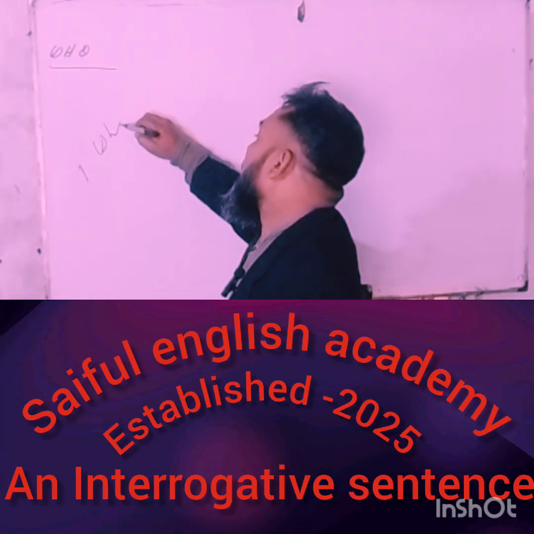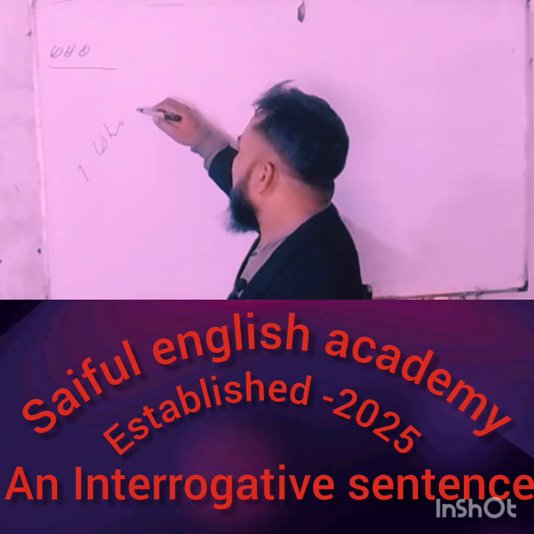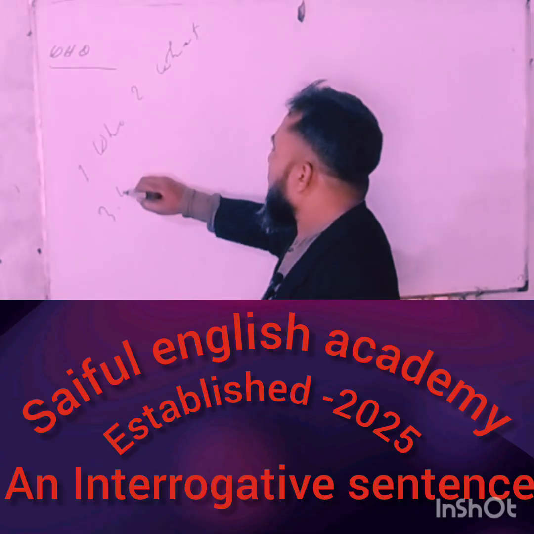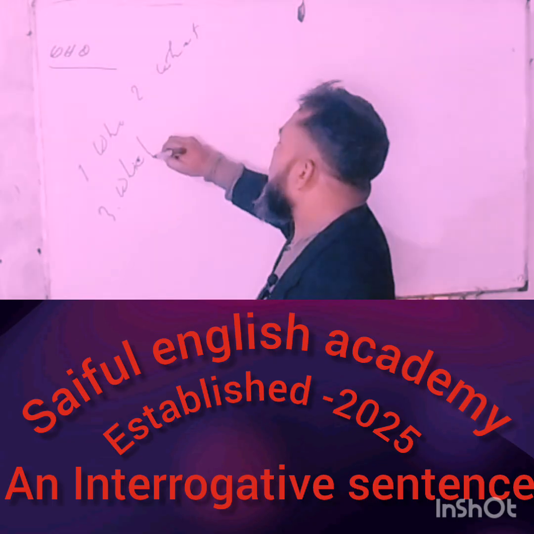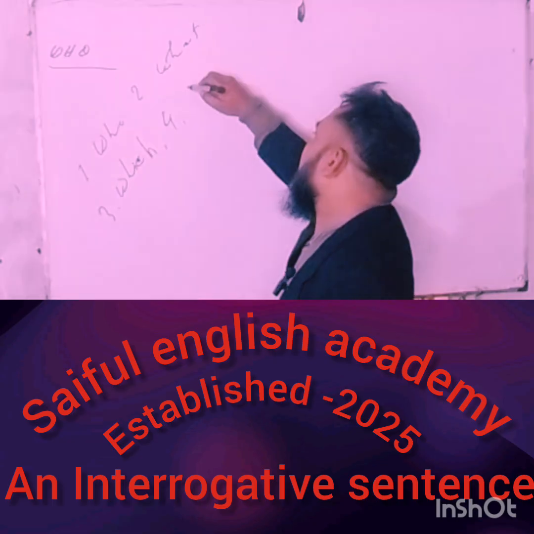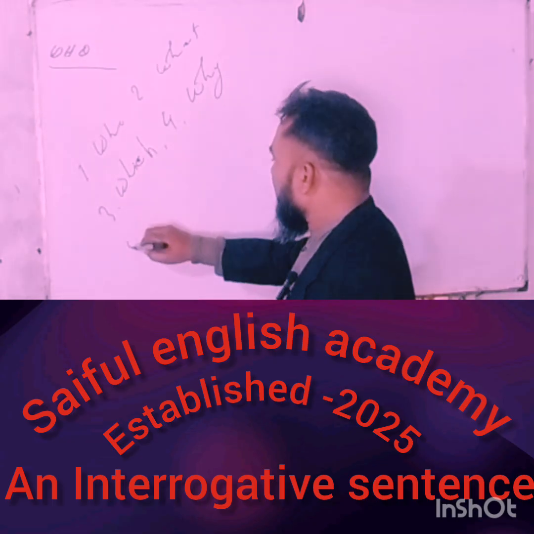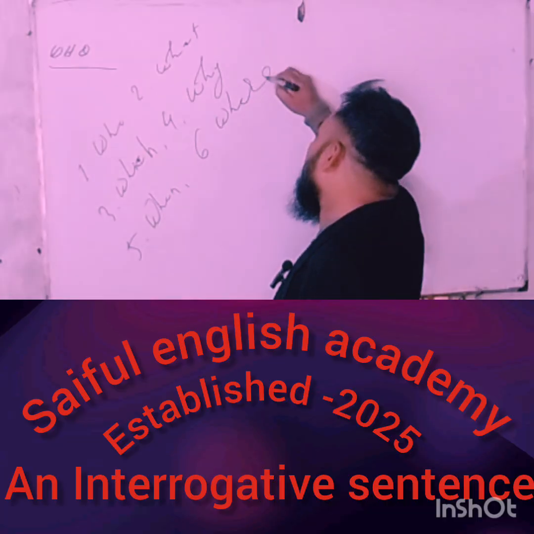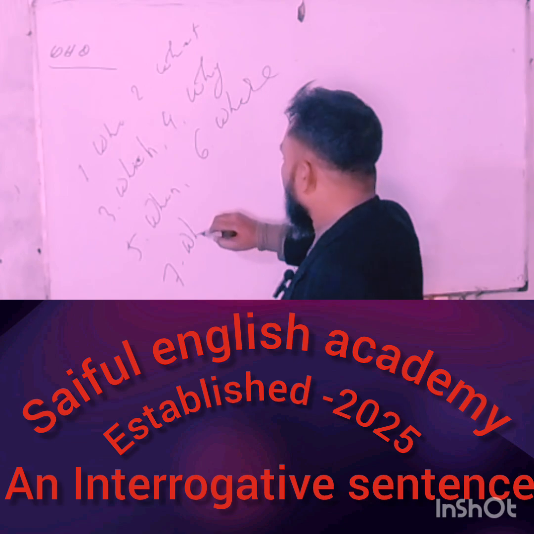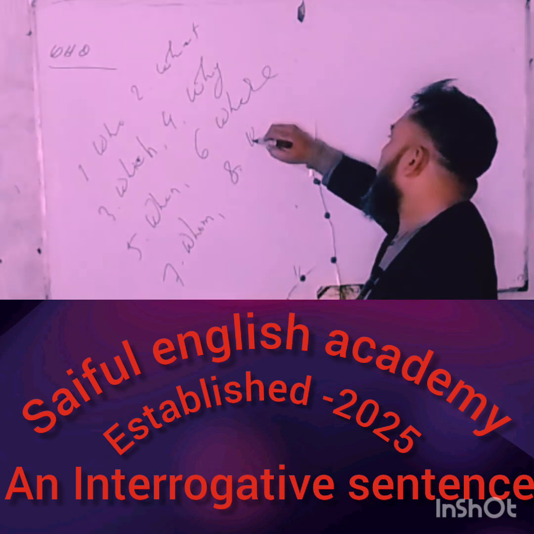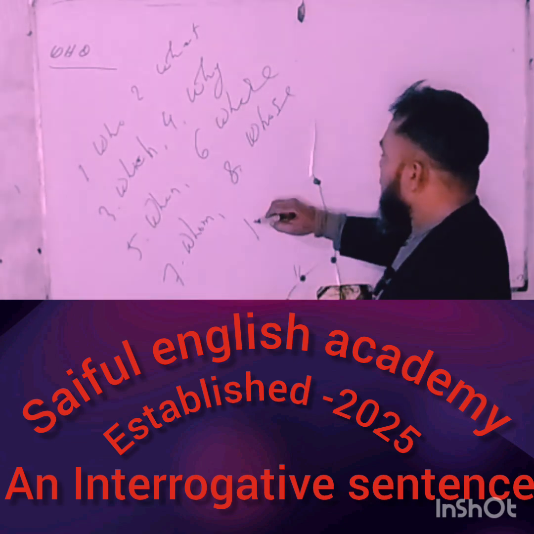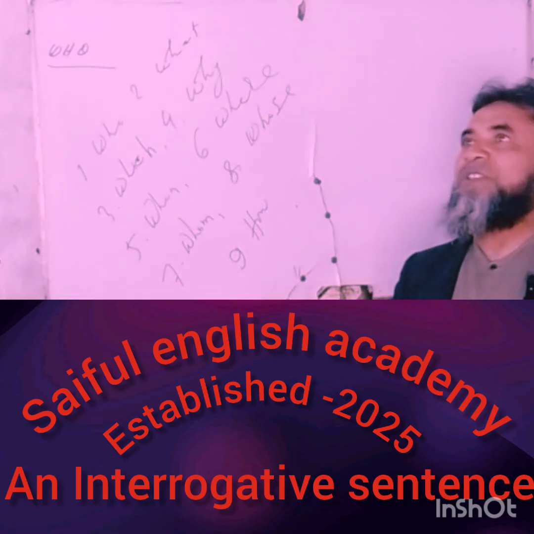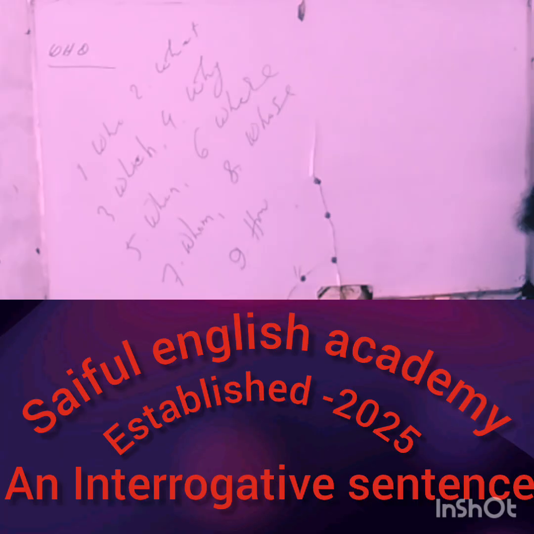You have to mind that, my dear learners, there are nine categories of WH words, such as who, what, which, why, when, where, whom, whose, how.